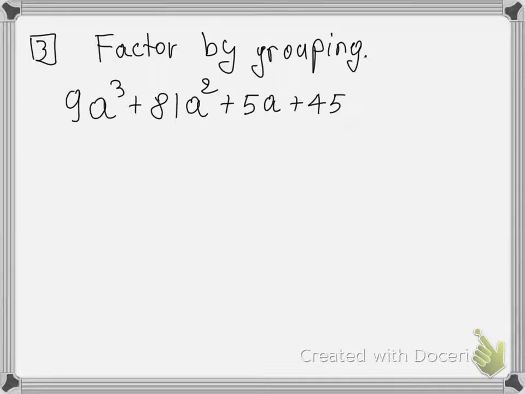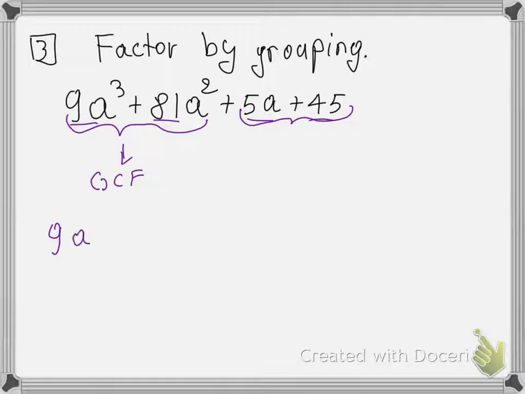We're asked to factor in this example, and we have 1, 2, 3, 4 terms. The first thing we're going to do is see if we have a greatest common factor for all terms. So we're going to group the first two terms and the last two terms. That's why this is called factor by grouping. We're going to find the greatest common factor for the first two terms. Between 9 and 81, we have 9, and between a to the third and a squared, we have a squared.